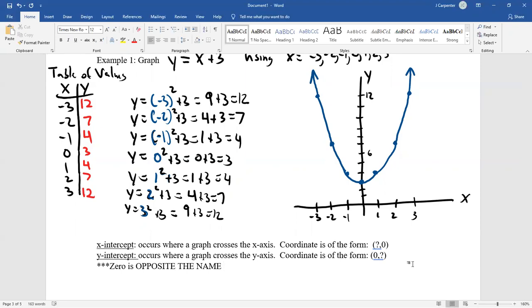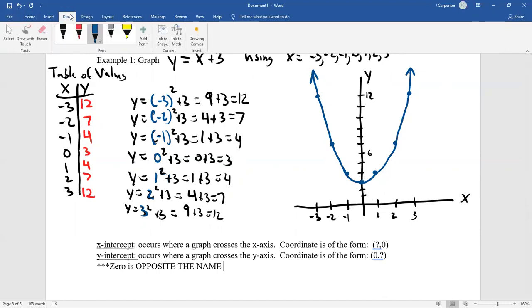That's the biggest takeaway. An x-intercept has a y value that's 0, a y-intercept has an x value of 0. I think this should make complete sense if you actually analyze the scenario. Look at this previous graph. Look at this point right here. Look at this point right here.